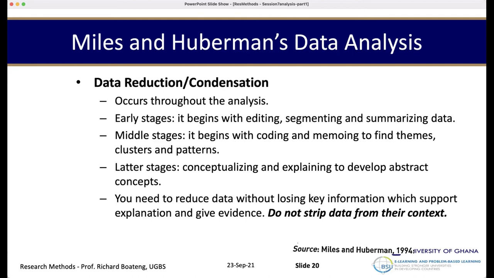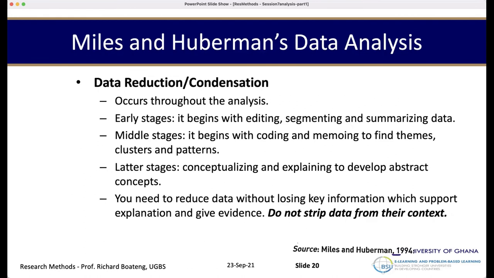Okay. So in all of it, you don't reduce the data by stripping it away from the context. You will need to note that if you take the context away, you can't understand what is happening. So you have to rather condense, try to make sure that you bring out an outcome that we can understand, and it still fits the context that the issue you are discussing finds itself in. And I'll show you an example as we go on. Most of these things are abstract when we are saying them, but when we start doing examples, it becomes clearer.